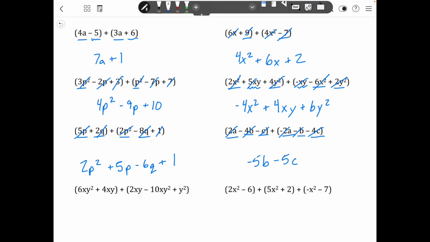And then the next one, I'm going to start with the highest x. There's no x squared, so we just start here. 6xy squared, and then we have minus 10xy squared. So it's minus 4xy squared. So 6xy, 4 plus 2 is 6, and then I just have 1y squared, so I'm going to say plus y squared.